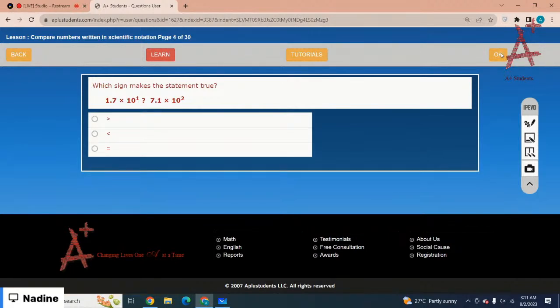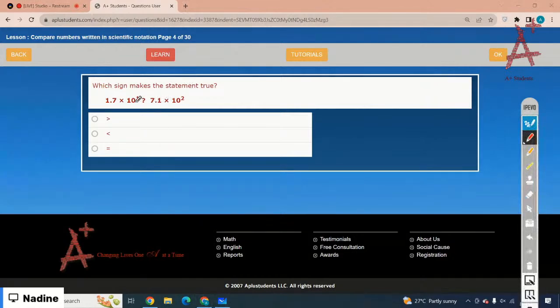Okay, which sign makes the statement true? 1.7 times 10 exponent 1 and 7.1 times 10 exponent 2. 10 exponent 1 is less than 10 exponent 2, right? Because 1 is less than 2. So that means 1.7 times 10 exponent 1 is less than 7.1 times 10 exponent 2, right? The correct option is less than.